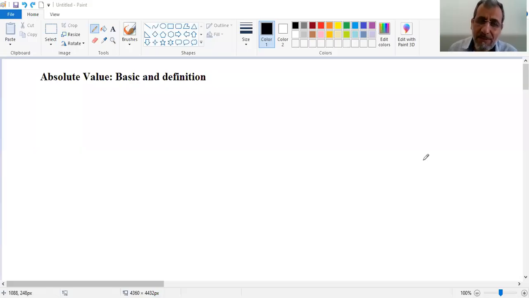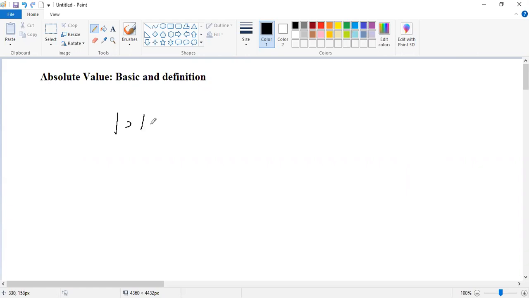In this video, I'm going to talk about absolute value, its definition, and how to evaluate an expression. First, the notation mathematically. We use this notation, here x, and we have the output. So absolute value is like a machine: we have an input, and we have an output. So what about the output here? The output is a positive real number, always positive.